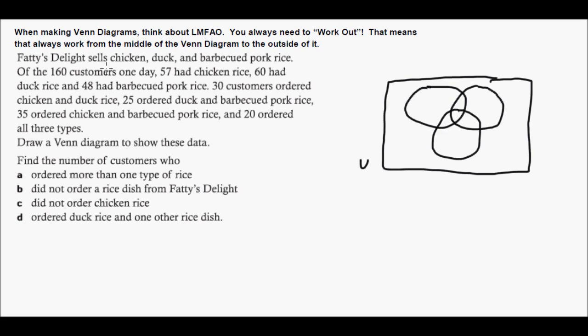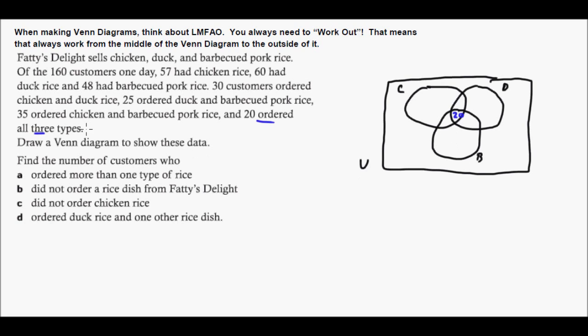Okay, so it says Fatty's Delight sells chicken, duck, and barbecue pork rice. Of 160, 57 had chicken rice, 60 had duck rice, 48 had barbecue pork rice, 30 ordered chicken and duck, 25 ordered duck and barbecue, and 35 ordered chicken and barbecue. All right, so this is the important part, starting from, like I said, the middle. So 20 ordered all three. Okay, so we're going to put 20 right there.